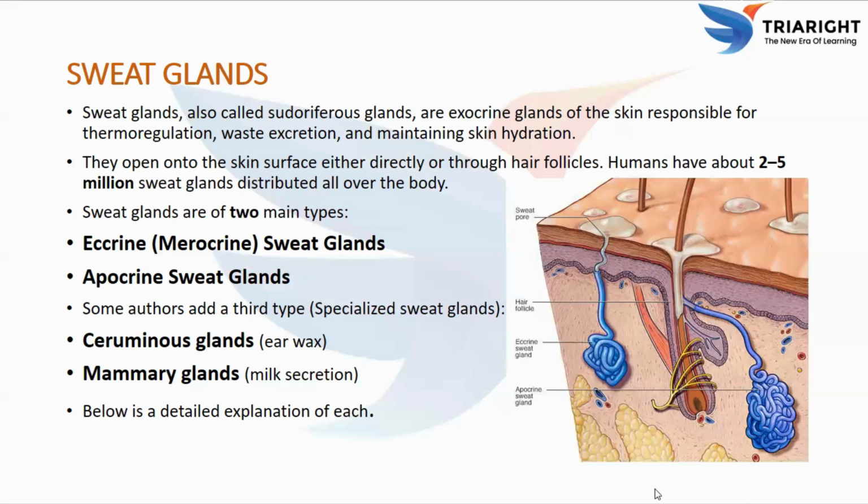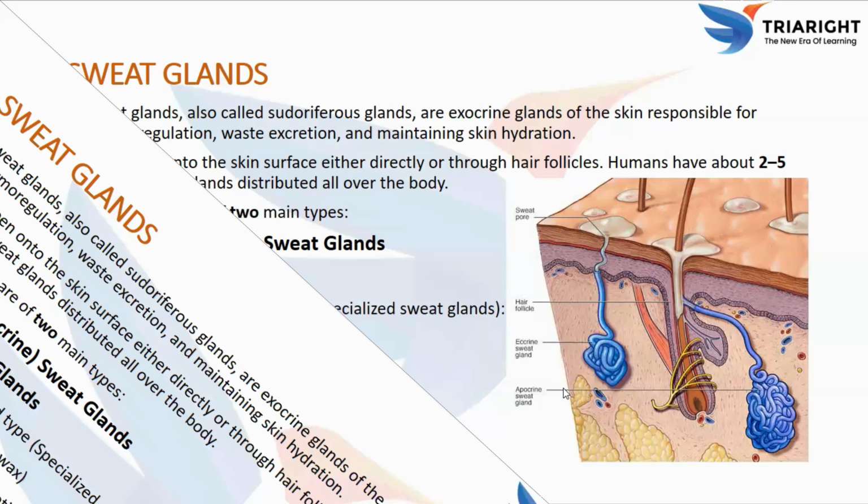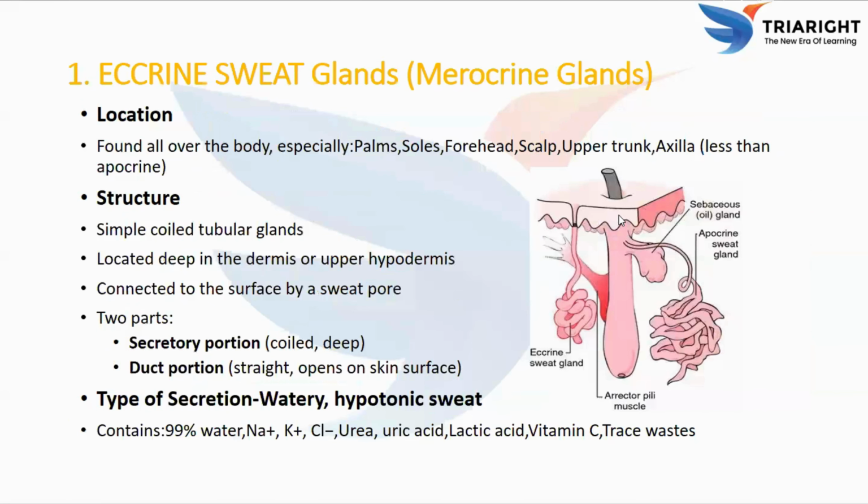So now let's talk about these eccrine and apocrine sweat glands. Eccrine sweat glands are also called merocrine glands. Where are these located? Eccrine glands are the most common type of sweat glands in the human body. They are found almost everywhere, especially in the palms, soles, forehead, scalp, upper trunk and axilla. But in the armpits, they are fewer than the apocrine glands. These glands are active from birth, unlike apocrine glands, which activate during puberty.